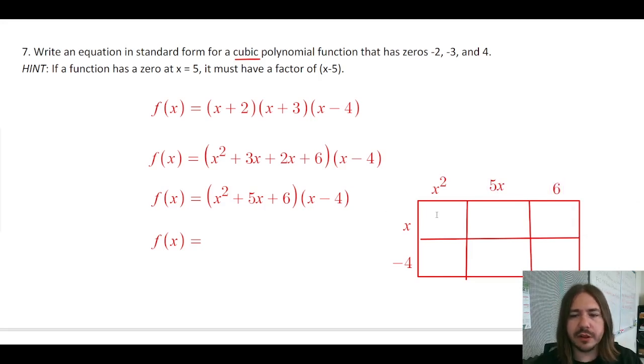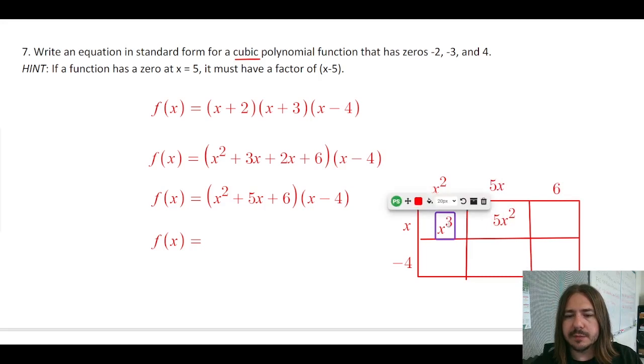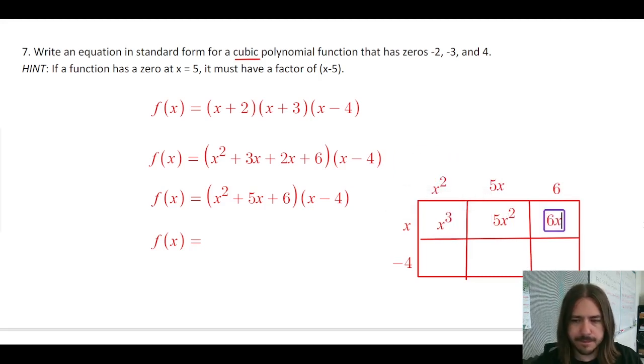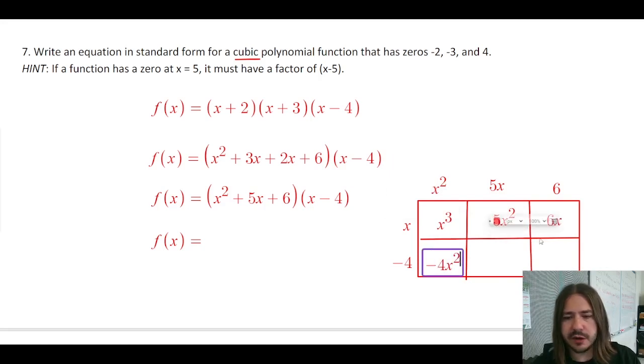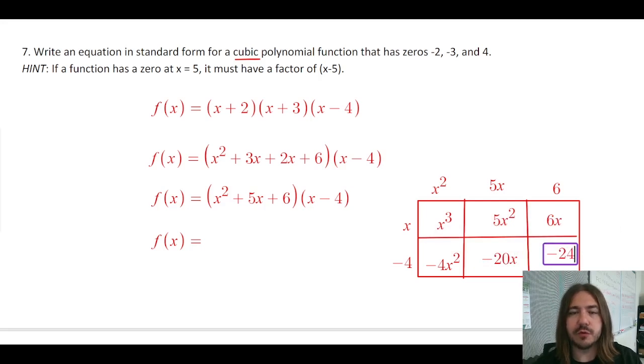Okay, so we're just going to multiply all this out. X squared times x is going to be x cubed. X times 5x is going to be 5x squared. X times 6 is going to be 6x. Negative 4 times x squared is going to be negative 4x squared. 5x times negative 4 is going to be negative 20x. Oh, grabbed the wrong thing there. Oops. And then finally, 6 times negative 4 is going to be negative 24.